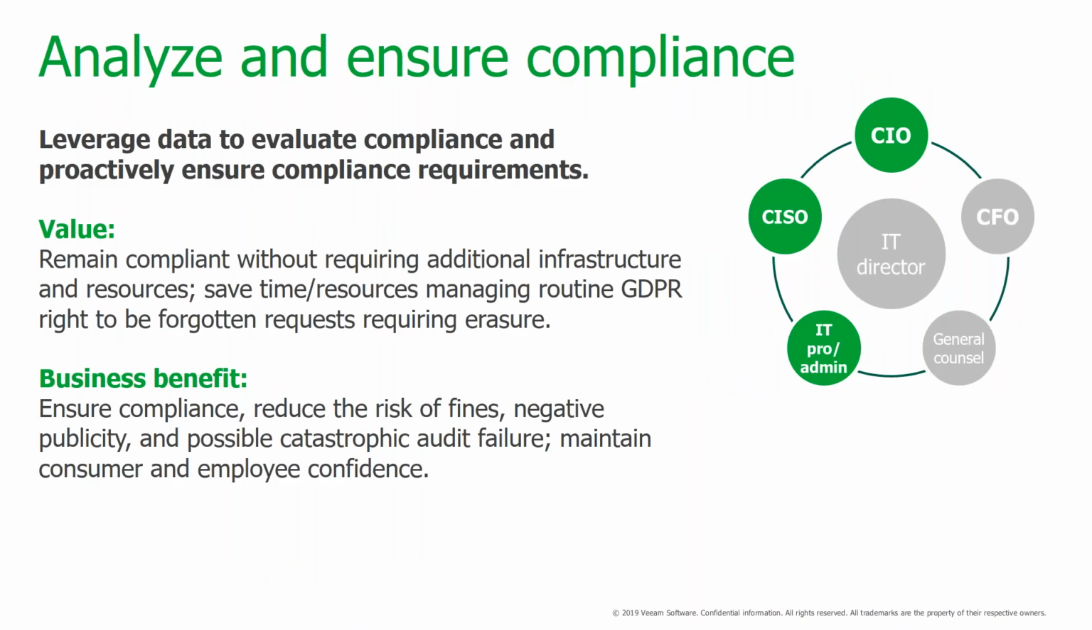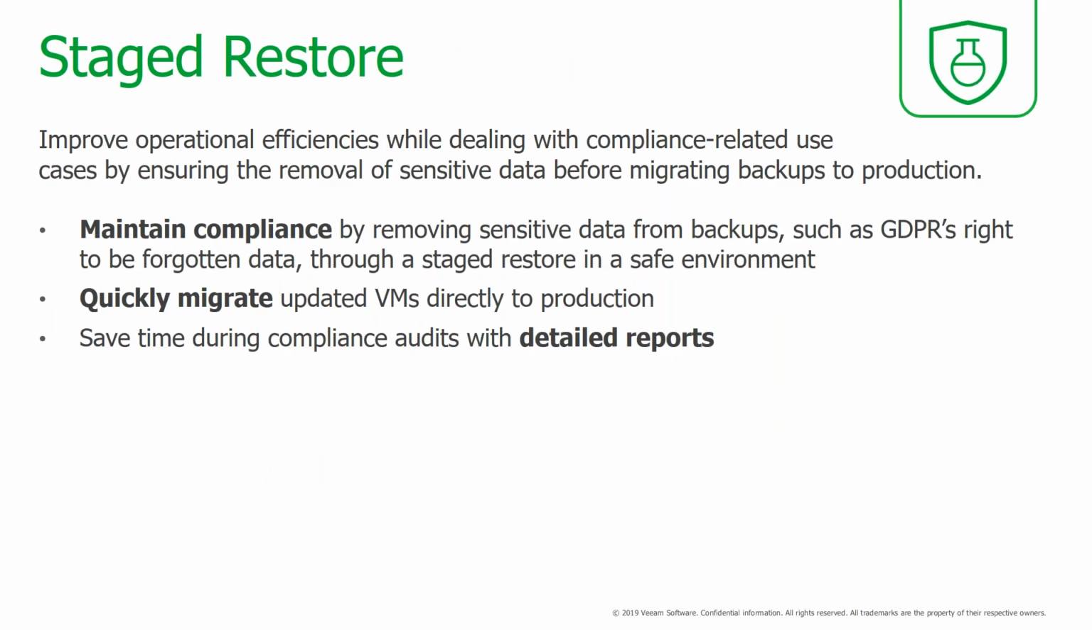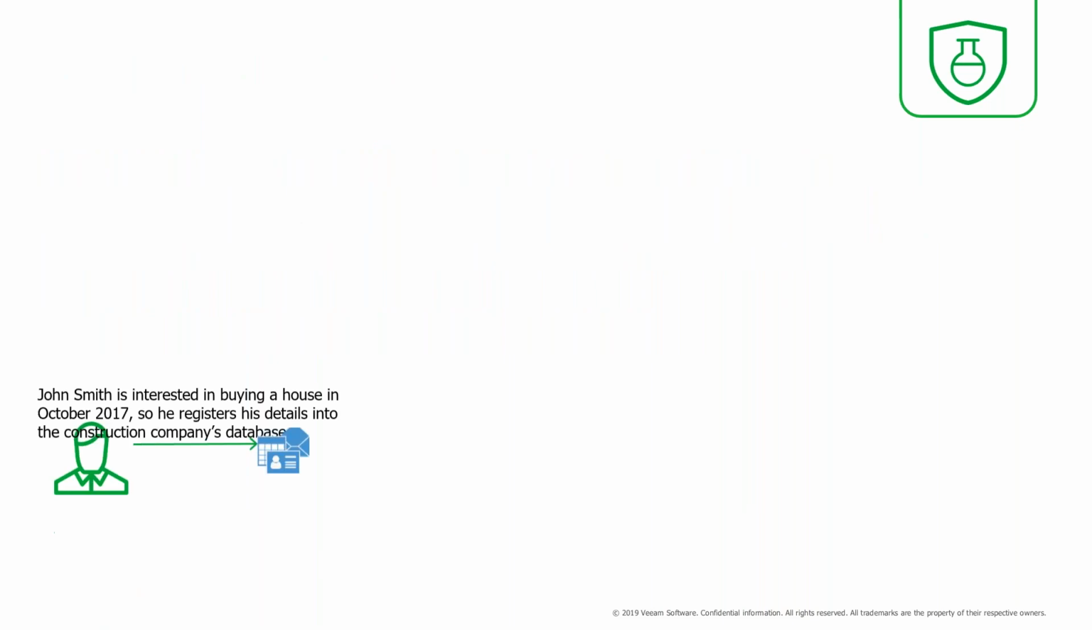So what do we want to do? We want to be able to look at that data to evaluate, are we compliant? And not only that, but be compliant while we're doing a restore process. If we need to restore information, we want to know while we're doing it, and prior to bringing it back online in a production environment, that that data set meets our requirements of today. So what we use is a new technology that we've put into DataLabs called Staged Restore. It allows us to maintain compliance by removing the data from the backups before it ever hits your production environment, and to quickly migrate those updated VMs into production as part of one process, and also give reports that show that we are staying in compliance.